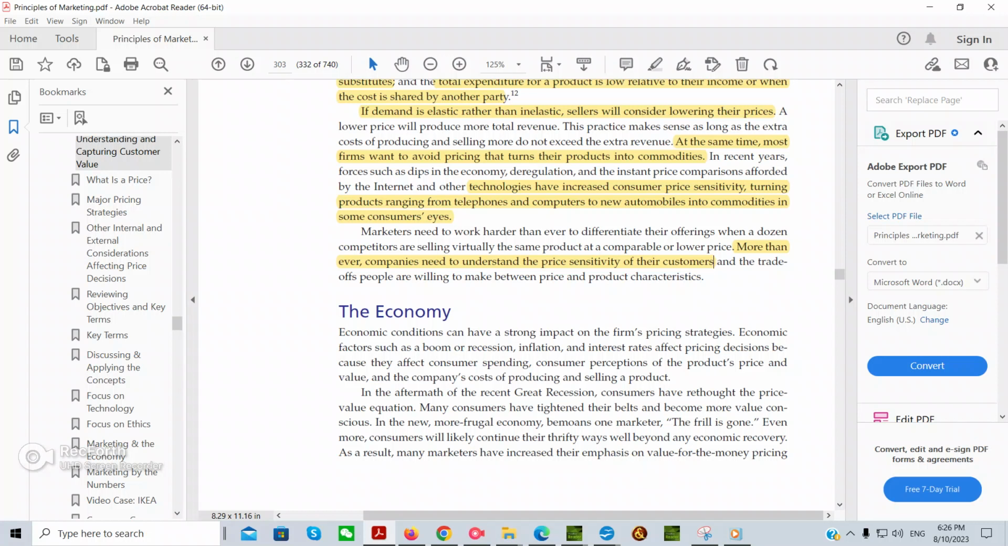Economic conditions have a strong impact on the firm's pricing strategies. Economic factors such as a boom or a recession, inflation, and interest rates affect pricing decisions because they affect consumer spending, perception of the product's price and value, and the company's cost of producing and selling the product. Okay, so if you have a bad economy, you have fewer people buying at the same price or higher. You have a good economy, it's the opposite. There's more demand for things at the same or higher prices.